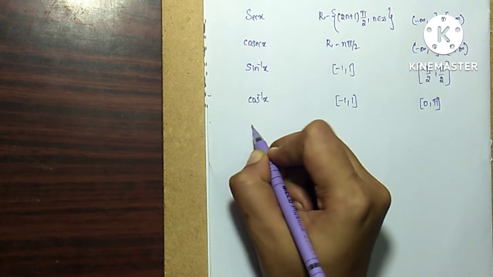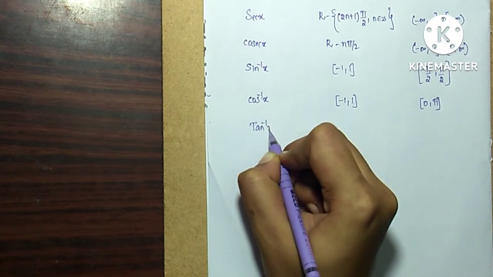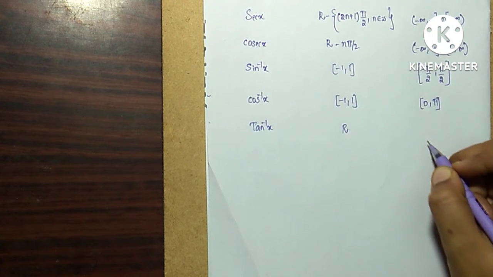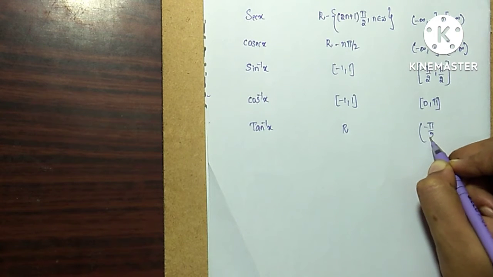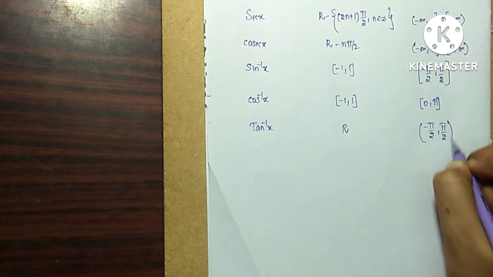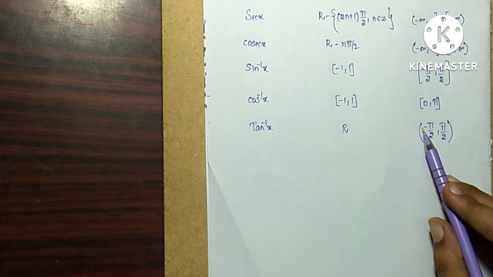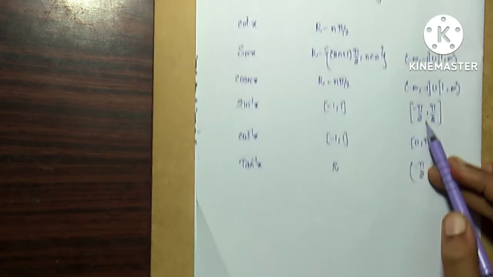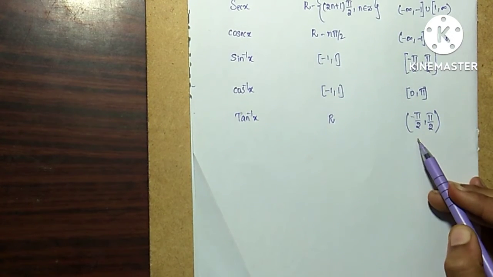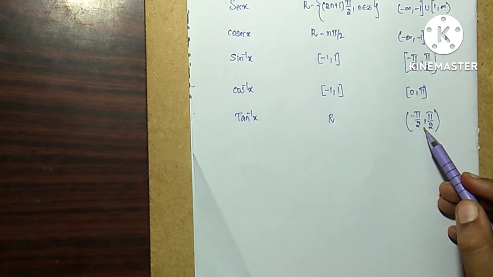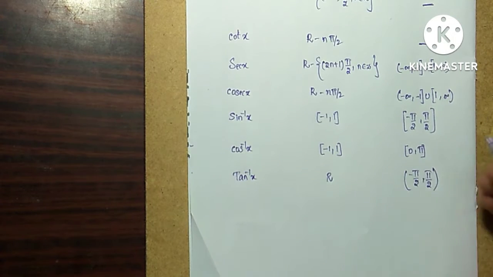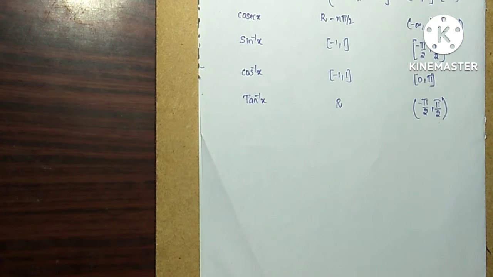Now we will see tan inverse x. The domain of tan inverse x is the real numbers and the range is minus pi by 2 comma pi by 2. In these we have to place the open bracket, not the closed one. This is called closed bracket and this is called open bracket. Open bracket means we are not considering minus pi by 2 and pi by 2. If there is a closed bracket, it means we are considering minus pi by 2 and pi by 2. Okay, this is for tan inverse x.